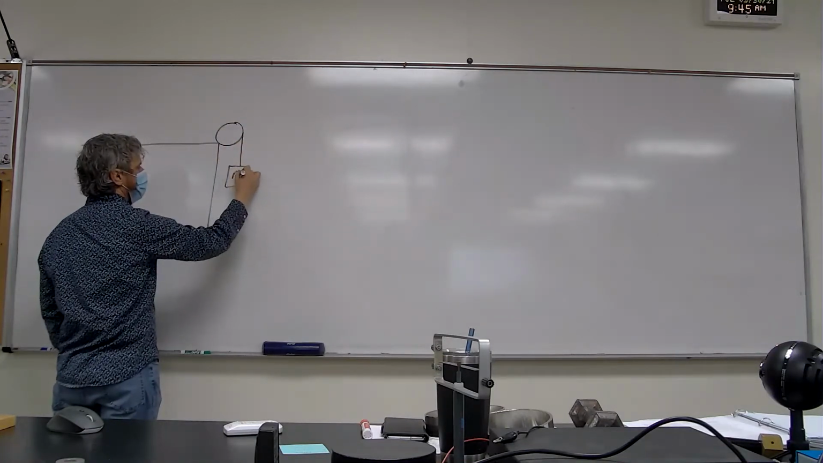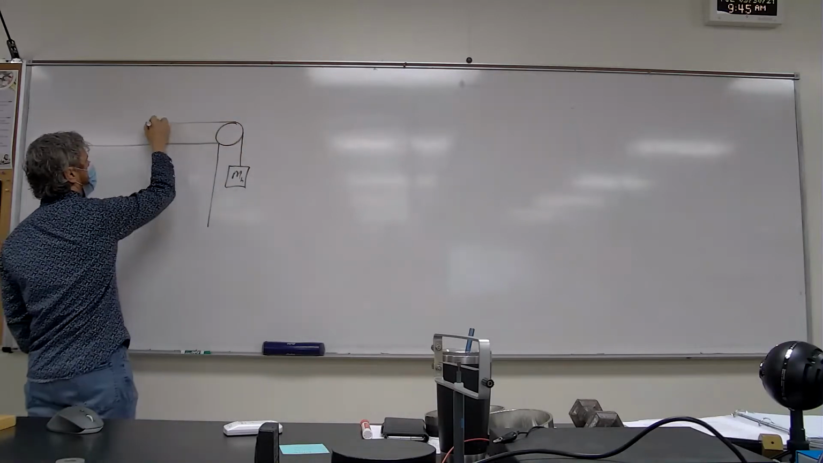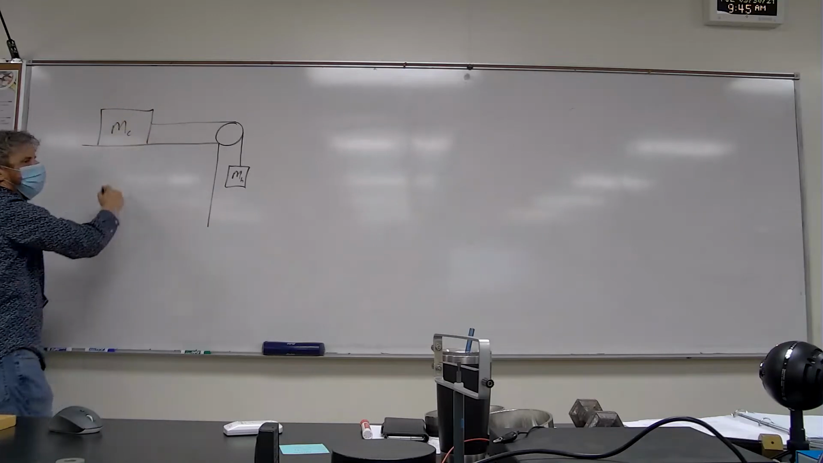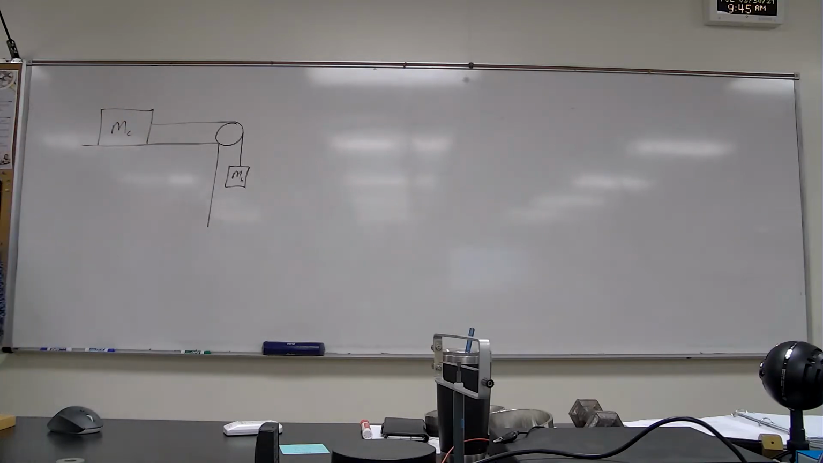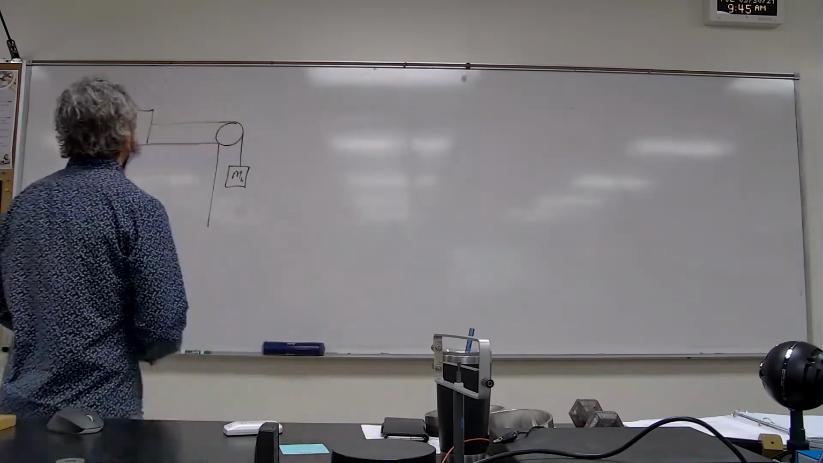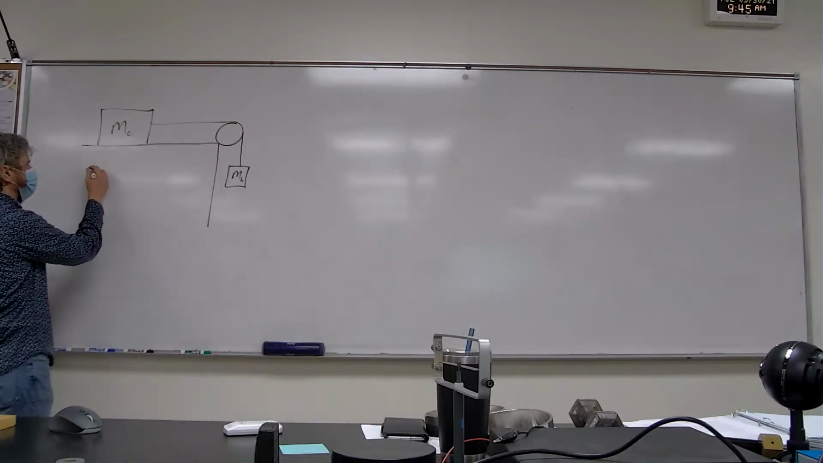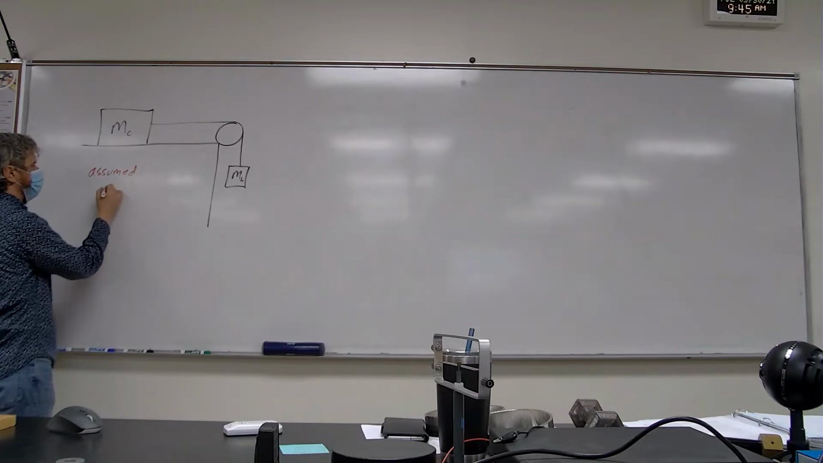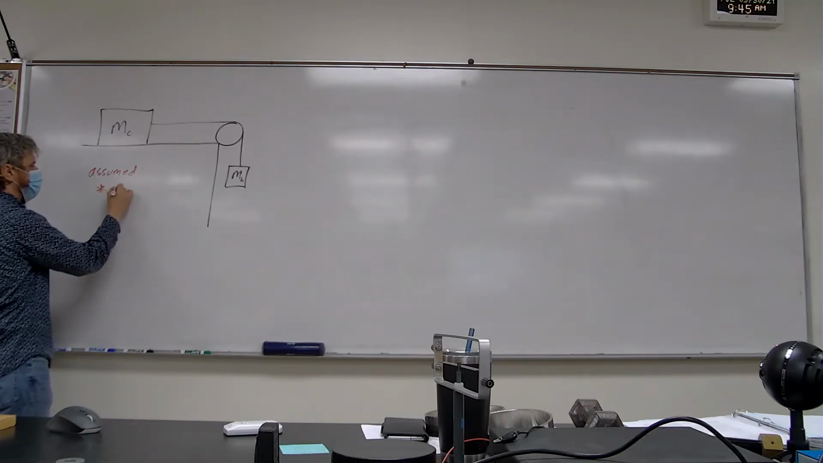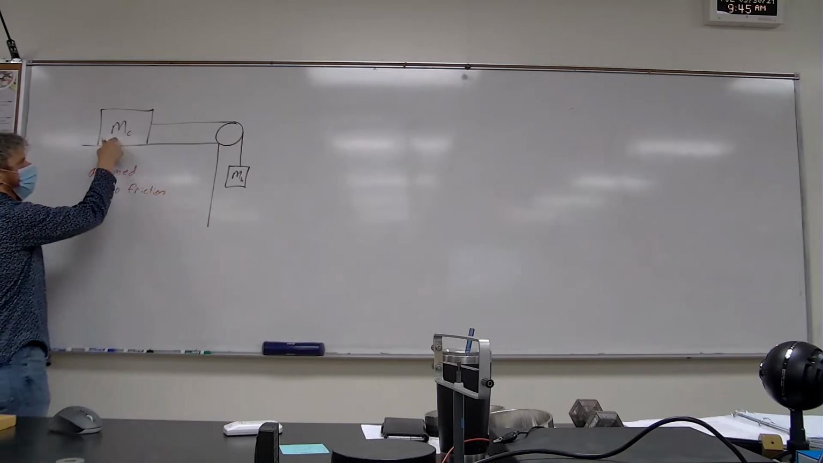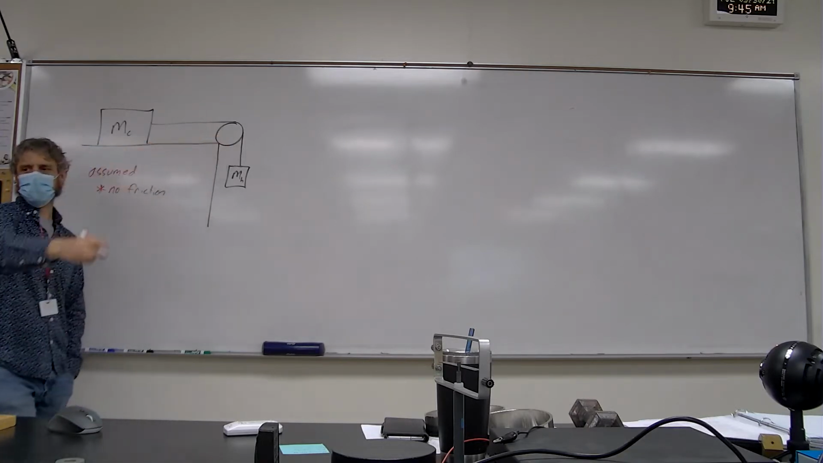I've got a hanging mass, which I'll call MH. And I've got this mass here, I'll call it the mass of the cart because it's going to be this lab setup up here. And when we did this, we made some assumptions. We assumed, first of all, no friction. No friction between the cart mass, no internal friction in the pulley.